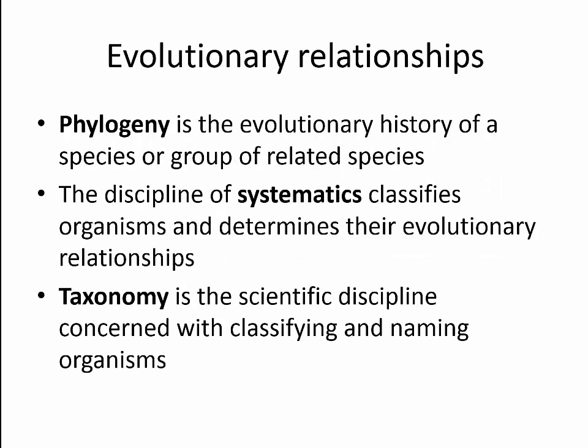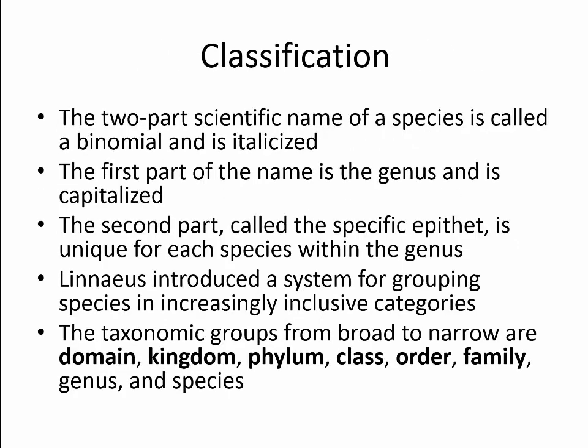So now we're going to look at evolutionary relationships. Phylogeny. Phylogeny is the evolutionary history of a species or a group of related species. The discipline of systematics classifies organisms and determines their evolutionary relationships. And from that, we get taxonomy, which is a scientific discipline concerned with classifying and naming organisms. Classification is done in a very systematic way.